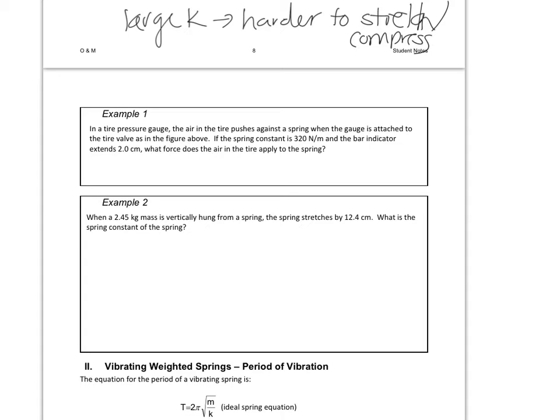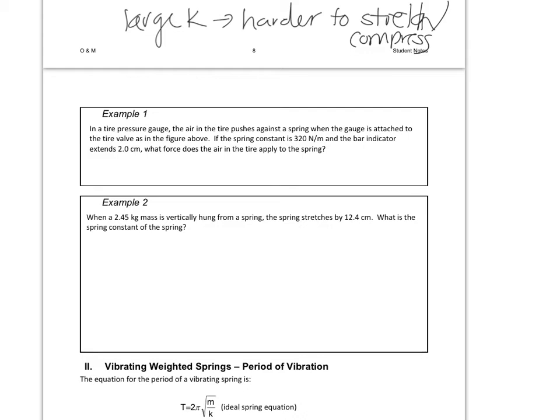All right, example 1. In a tire pressure gauge, the air in the tire pushes against a spring when the gauge is attached to the tire valve as shown in the figure above. That was the first picture we looked at. If the spring constant is 320 newtons per meter, that's the unit of K, and the bar indicator extends 2 centimeters, what force does the air in the tire apply to the spring?